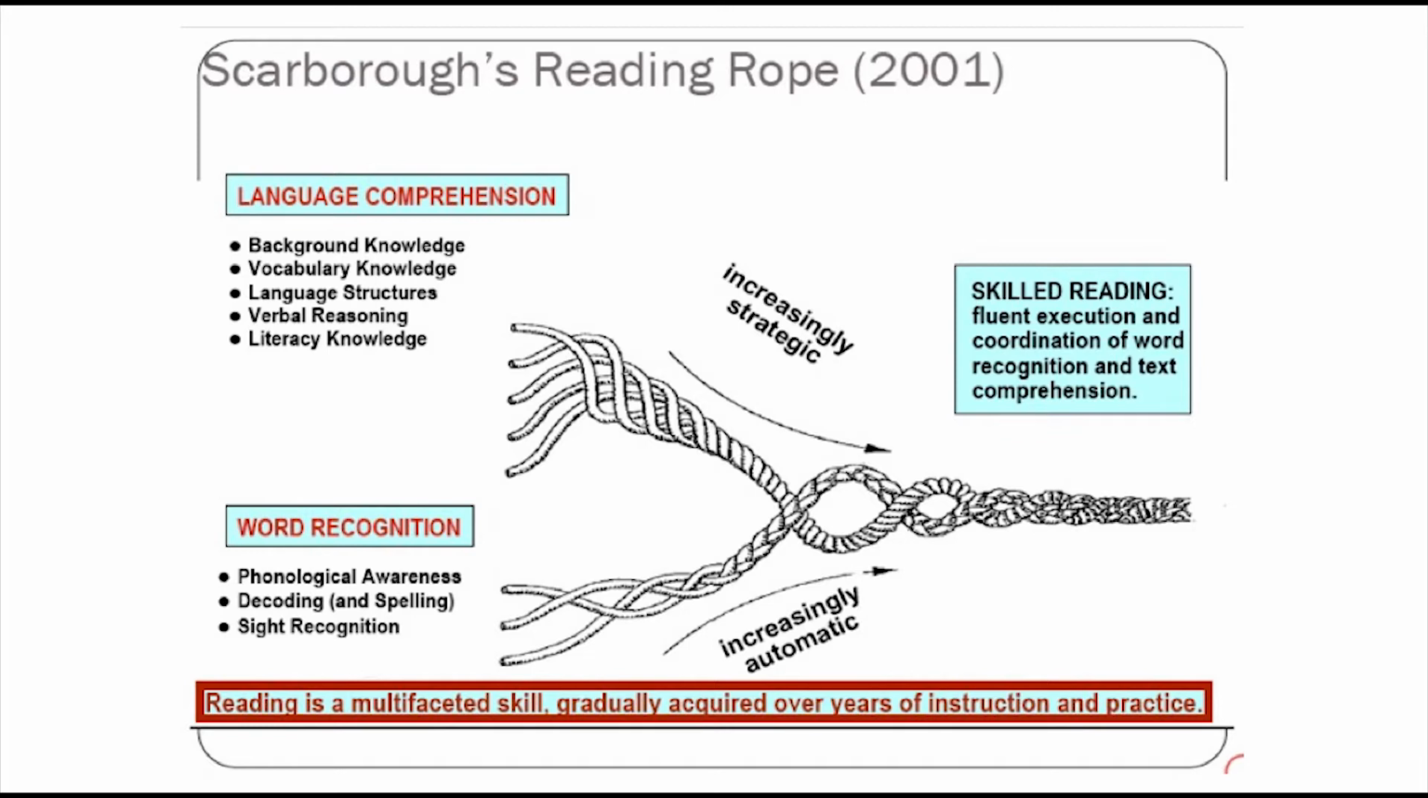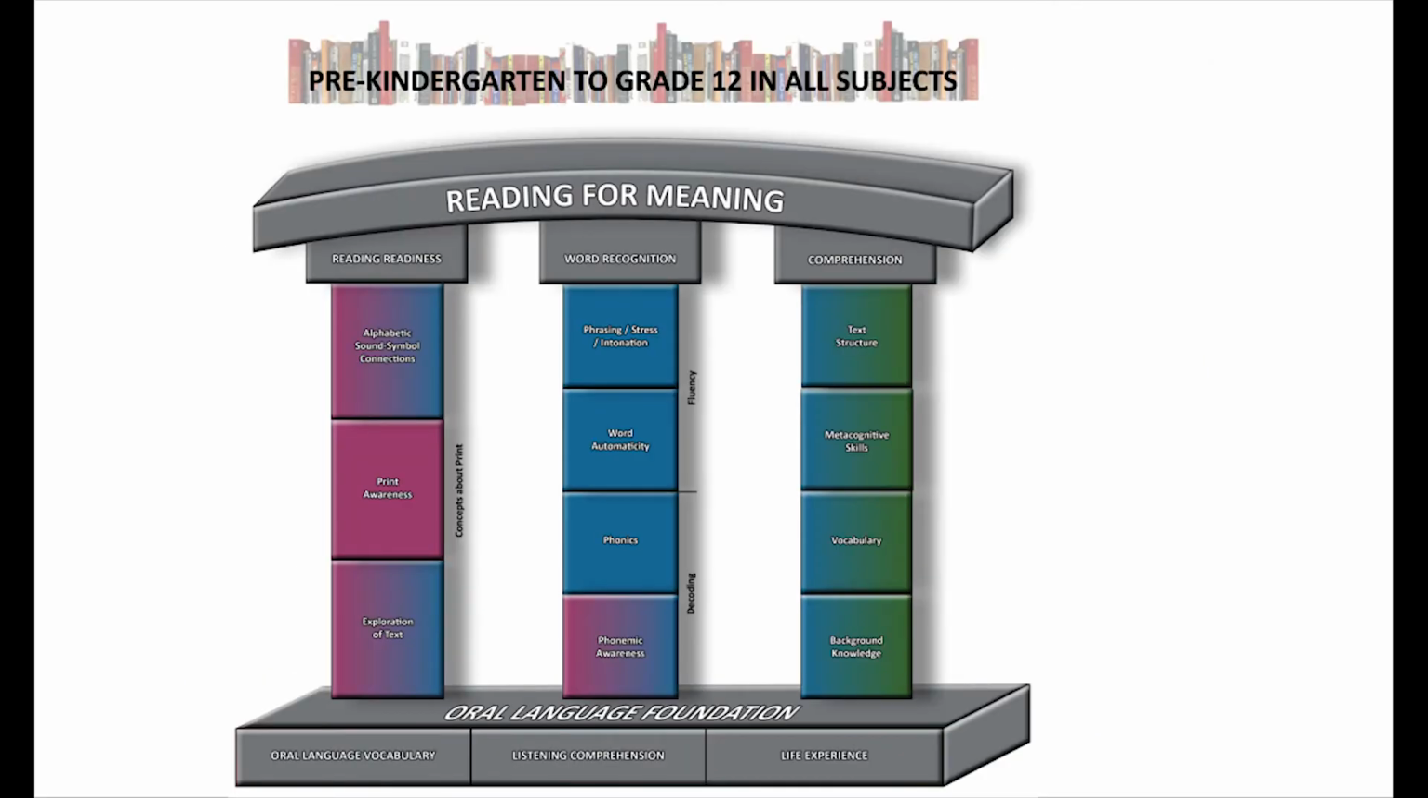And as word recognition and comprehension get wound tighter and tighter, we then have a rope which shows how well we can read, because it's all of these skills that are acquired over years that come together, and then a student is able to read fluently and understand what is being put in front of them.